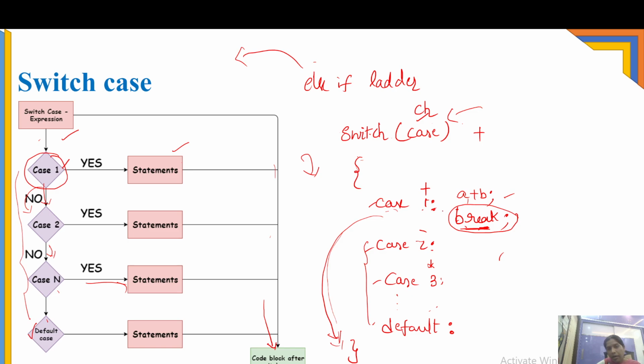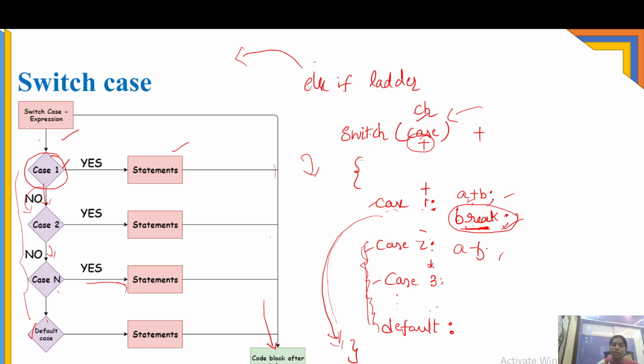Case 1, addition will be performed here. For example, plus is the chosen character. Plus is performed, no break, right? Case 2, minus will also be performed. So if you don't use break, it will execute all the cases. That's why break is the compulsory statement in switch case.